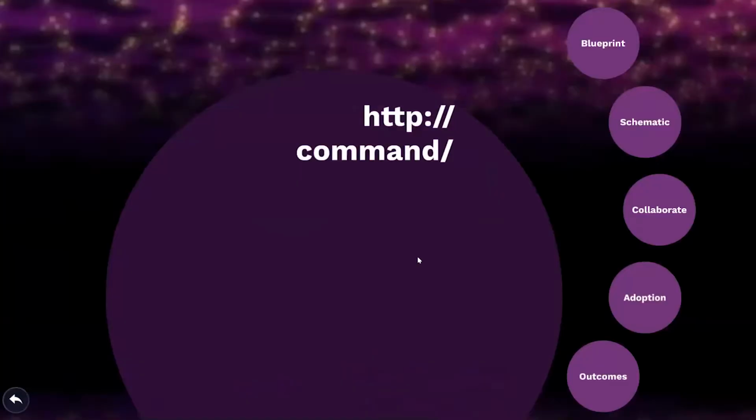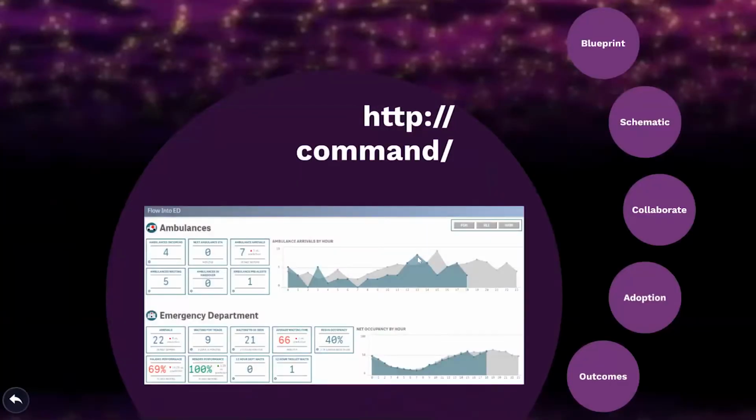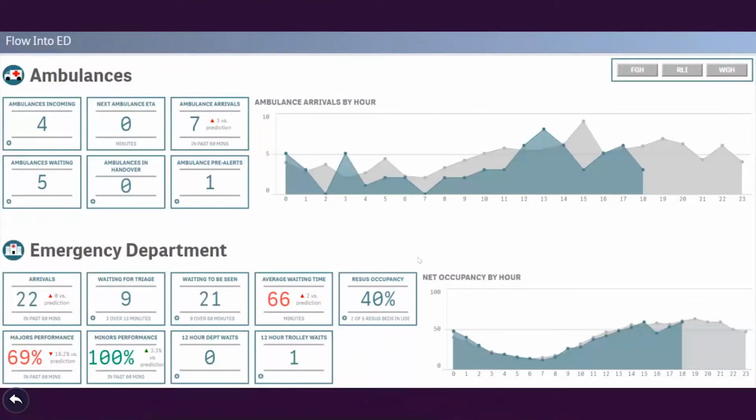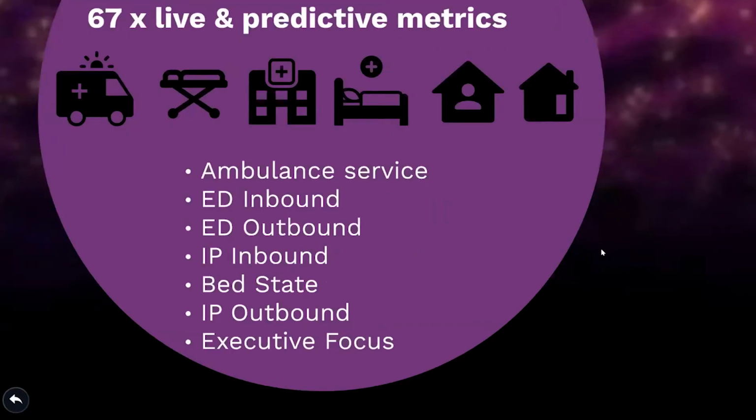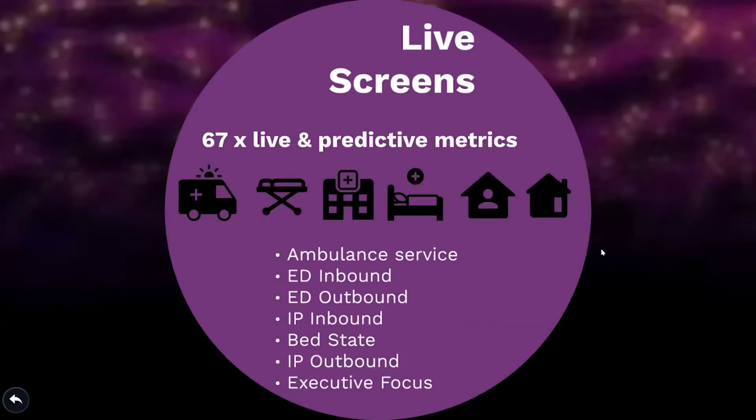So on to the solution. I'll go into a live demo of the app shortly, but this is what it looks like. So in terms of the app, there are 67 live and predictive metrics, and they cover what's happening in terms of ambulances conveying patients into the hospital. We've got patients who are inbound into the emergency department, patients who are transferring from the ED into an inpatient setting.